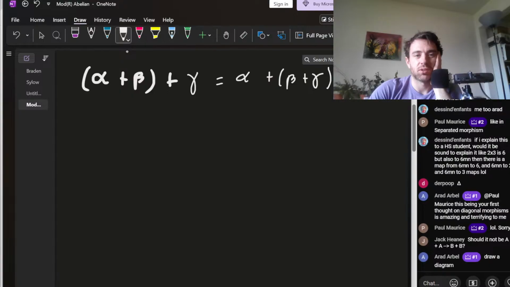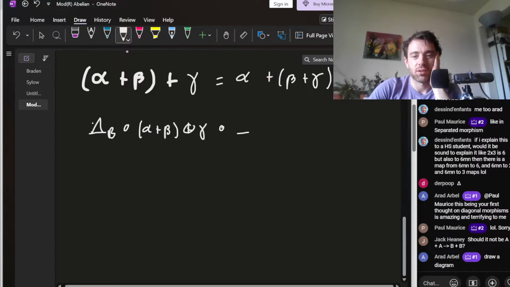Okay, let me do it this way. So I'll start with the left, and let me go: codiagonal B, alpha plus beta summed with gamma, composed with delta, or diagonal.